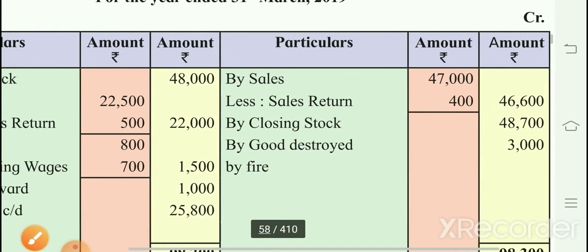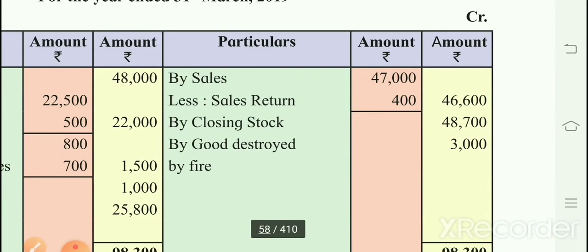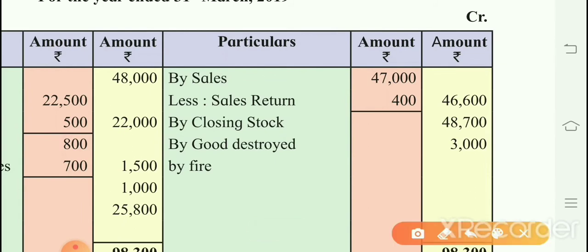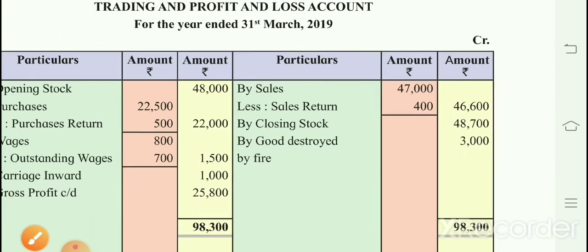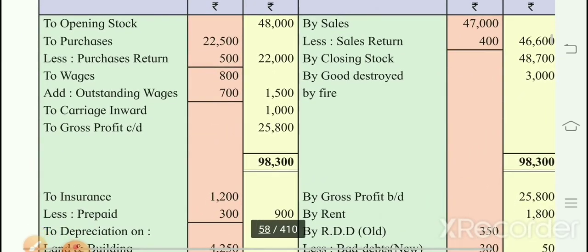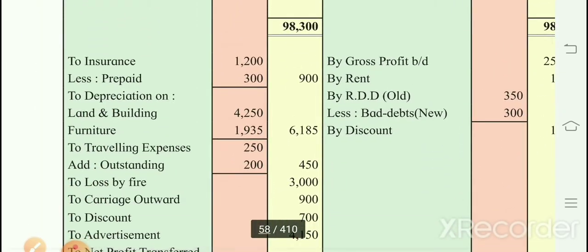Then see the credit side of our trading account, by sales. Sales returns are given to us, that's why we have deducted the amount of sales return, and the amount appeared on outer column is our net sales, that is 46,600. The next, by closing stock and by goods destroyed by fire. As per our adjustments we have written it. Then see profit and loss account, debit side.